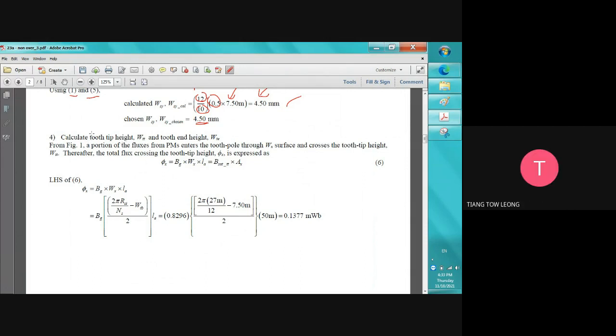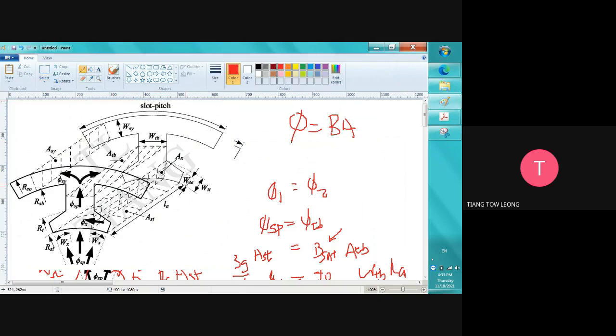So now we are going to calculate the tooth tip height, the WTP, and also the tooth end height. Height means the indentation. So where is the WTP and WTE? This is the WTP and this is the WTE.